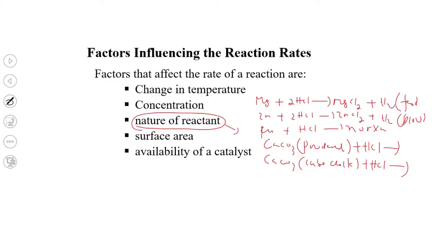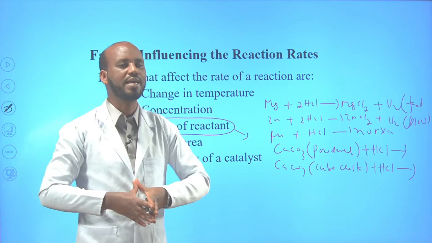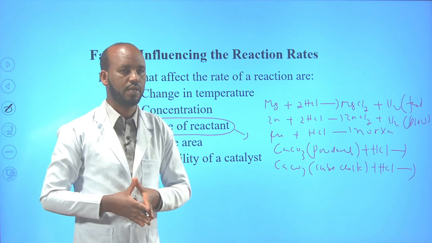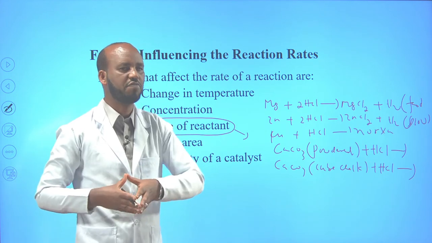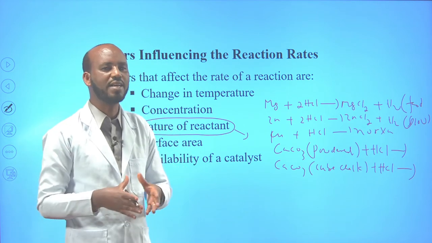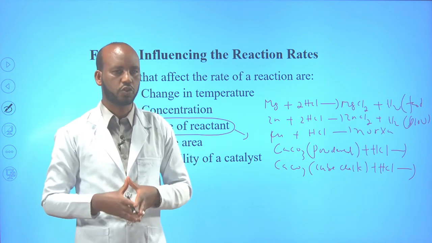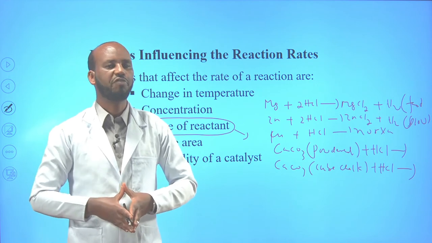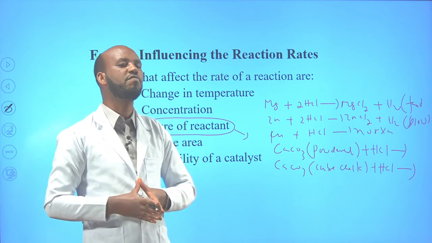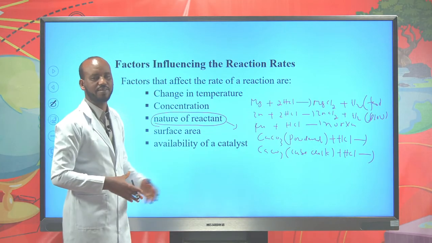The other factor which affects rate of the reaction is availability of a catalyst. As you know, a catalyst increases rate of the reaction by lowering activation energy of the reaction. Catalysts are of two types, positive catalyst and negative catalyst. Positive catalysts increase rate of the reaction by lowering activation energy. Negative catalysts are known as inhibitors, which decrease rate of the reaction by increasing activation energy. These are factors which affect rate of the reaction.